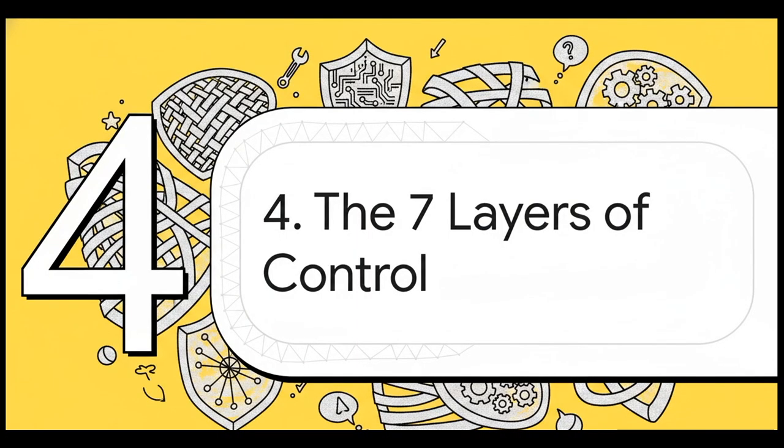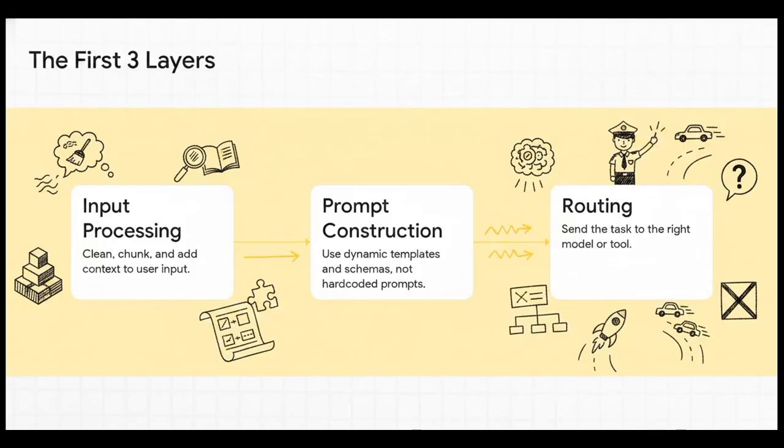Okay, so this harness sounds cool, but what is it actually made of? Let's break it down into 7 specific layers of control that give us way more power over how the AI behaves. So the first 3 layers handle everything before the model even sees a request. First, input processing cleans up the user's messy query. Second, prompt construction uses smart templates to build the perfect prompt on the fly, instead of just using a static block of text. And third, routing.